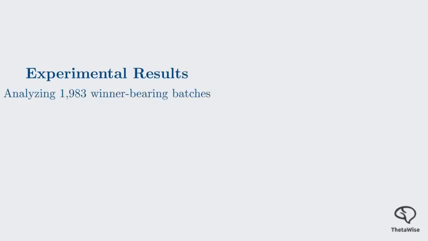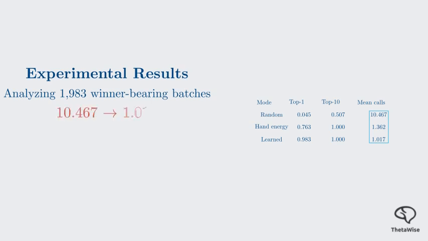The experimental results are where we see the real power of Zeno-Energy. Let's look at the holdout performance on nearly 2,000 winner-bearing batches. Look at the mean calls column. In a random search, we need over 10 verifier calls on average to find the winner. A hand-coded heuristic gets that down to 1.3, but the learned model gets it down to just 1.017. This is a 94.9% reduction in search cost compared to exhaustive ordering.